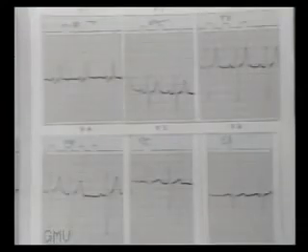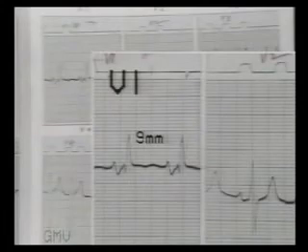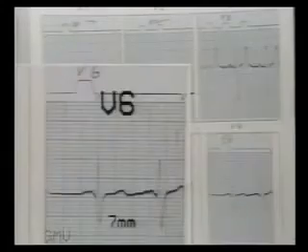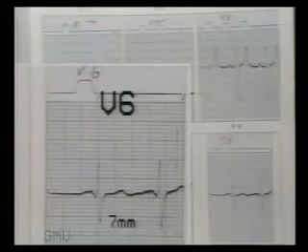This ECG shows a prominent R wave in V1 and deep S wave in V6, that is a change in the QRS pattern. RV1 is 9 millimeters, more than 7 millimeters, and SV6 is 7 millimeters. So RV1 plus SV6 is 16 millimeters, that is more than 10 millimeters. So right ventricular hypertrophy is present.